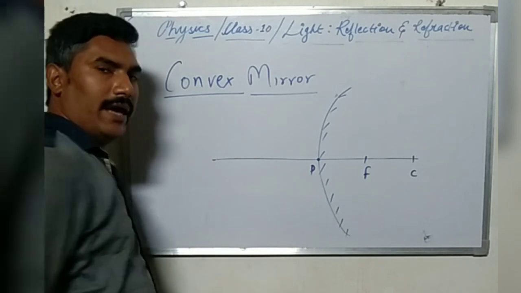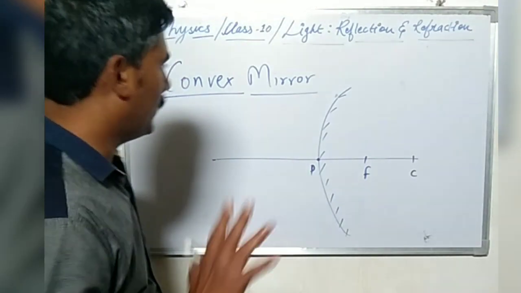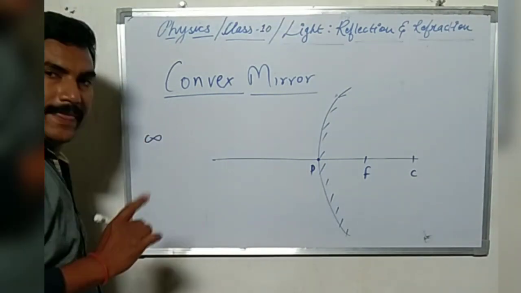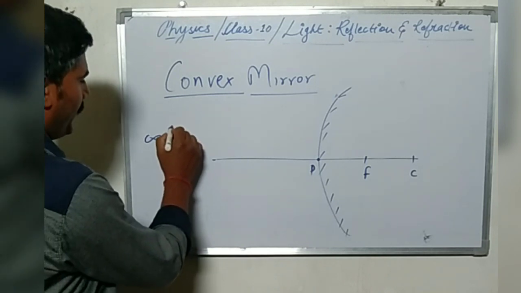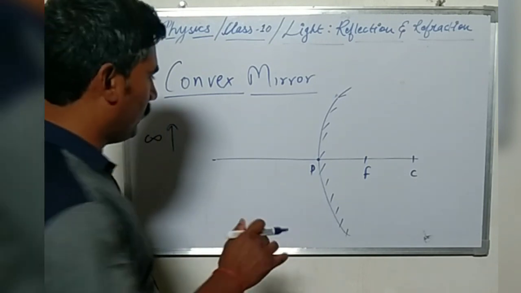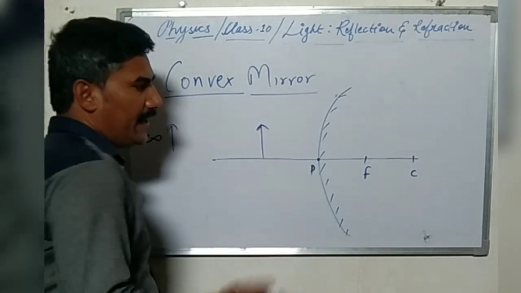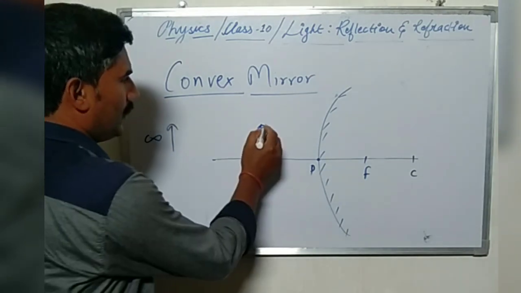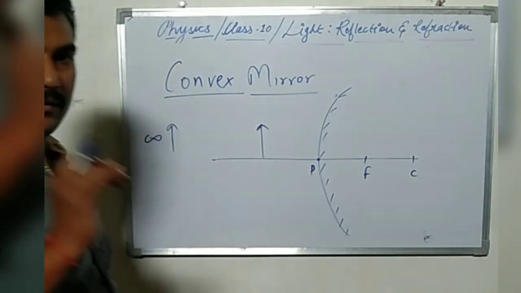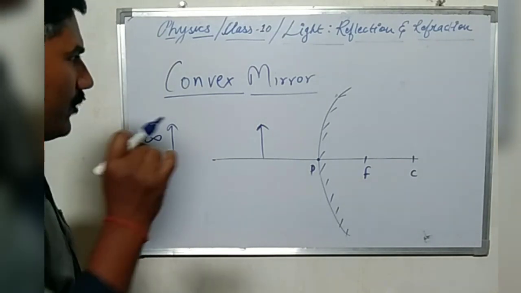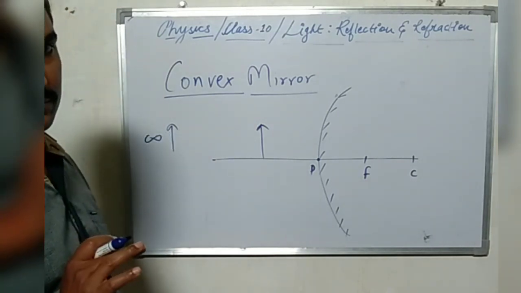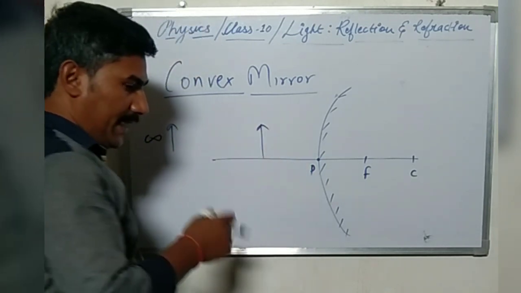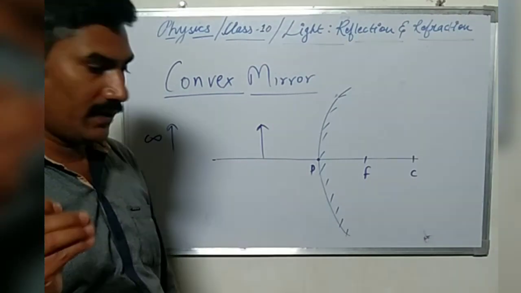So in this case we have two types of ray diagrams. There are two conditions where the object can be placed. One is where the object is placed at infinity, and the other where the object is placed at the pole. And in both cases, the image will be formed virtual and erect, and the nature of the image will be diminished.